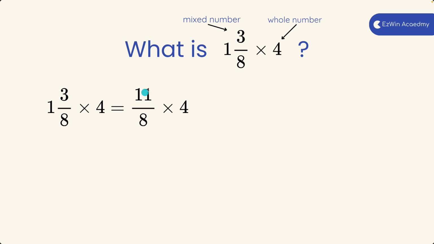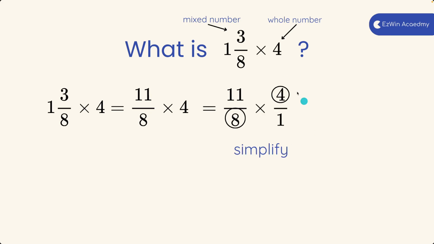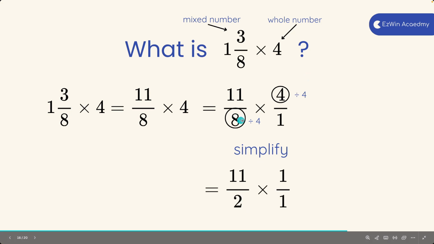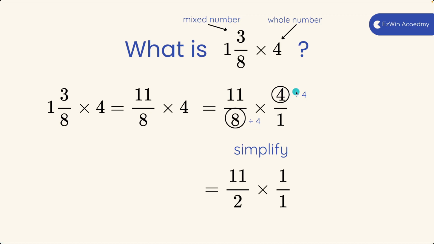We can then have this equation 11 out of 8 multiplied by 4. The next thing is that we want to convert our whole number into a fraction, which is 4 out of 1. Now, out of this, can you see which denominator and numerator has a common factor? If you say it is 4 and 8, you are right. So we're going to simplify it and divide by its common factor, which in this case is 4. So we're going to have 8 divided by 4 and 4 divided by 4. And this gives us 11 out of 2, because 8 divided by 4 is 2 and 4 divided by 4 is 1.